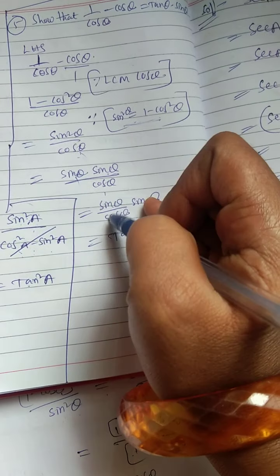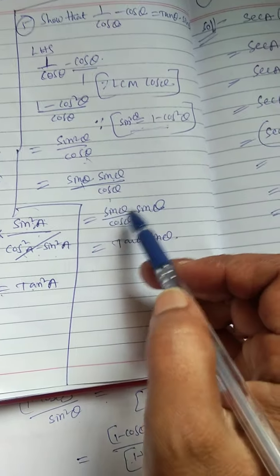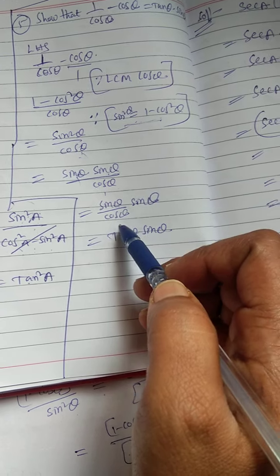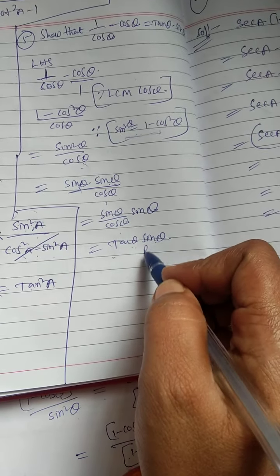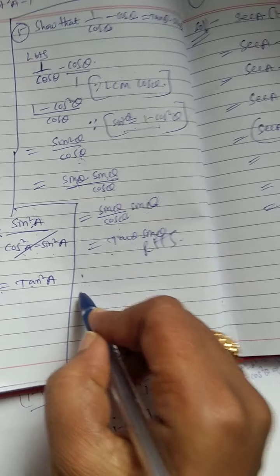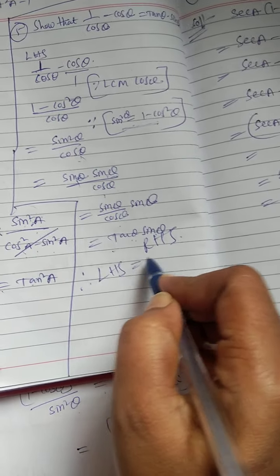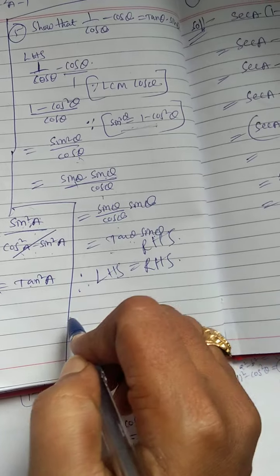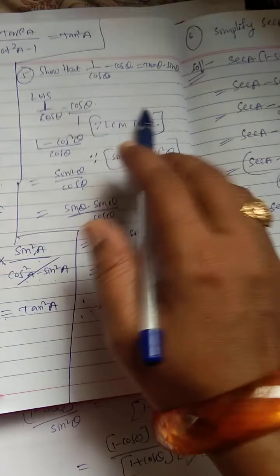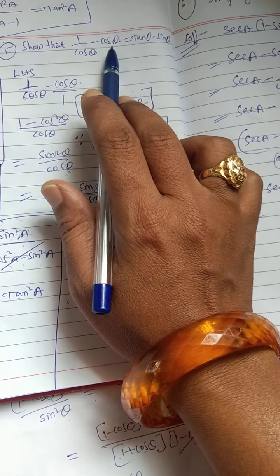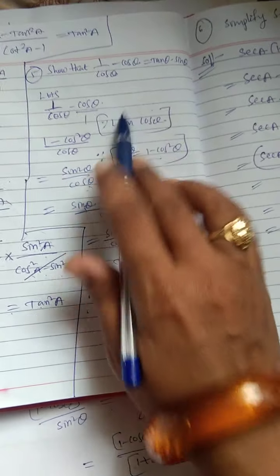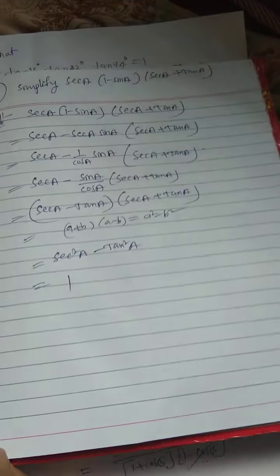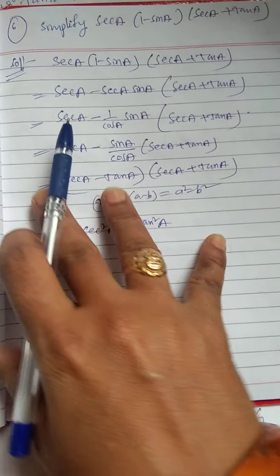Sin theta as it is, write down. Sin theta by cos theta, what can we write? Tan theta. Tan theta into sin theta, that is RHS. So therefore LHS is equal to RHS. That is, 1 by cos theta minus cos theta is equal to tan theta into sin theta. Okay friends, I hope you understood. Next I am going to explain the 6th question.